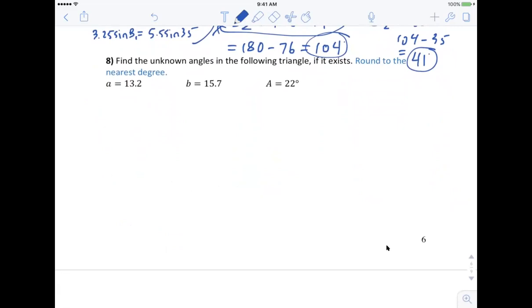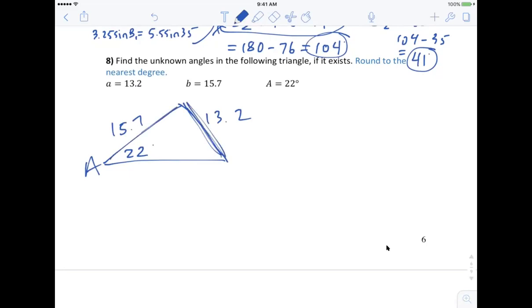Let's see what we got here. Well, maybe this one's going to be short. Okay, 22. B is 15.7. A is 13.2. Okay, so definitely A is shorter than B. So this is a scenario where we're either going to have, it's going to be able to reach, in which we'll have 2, or it's just not long enough and we'll have 0. To figure that out, let's find H. The height of this triangle is 15.7 times the sine of 22.